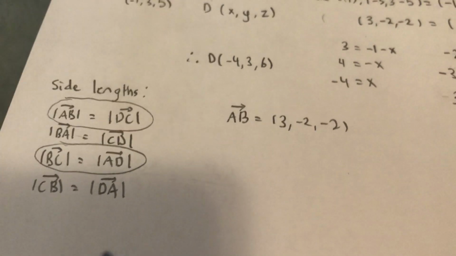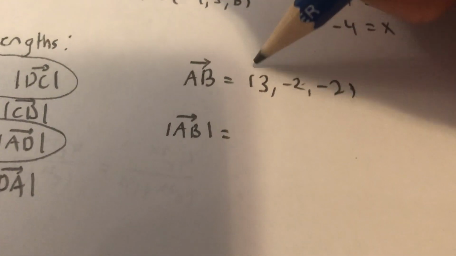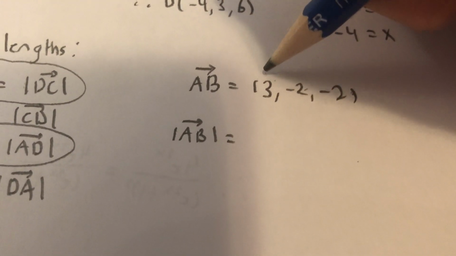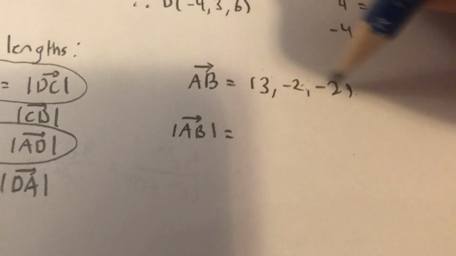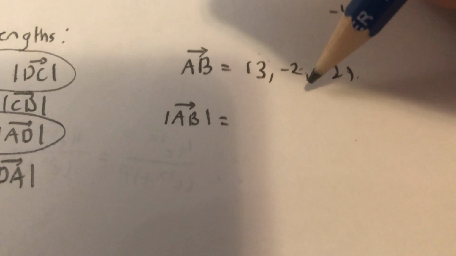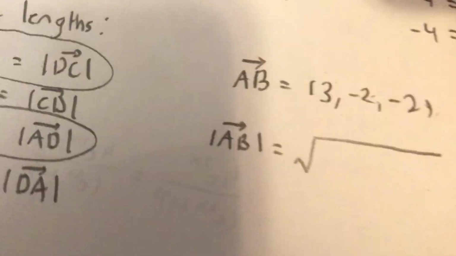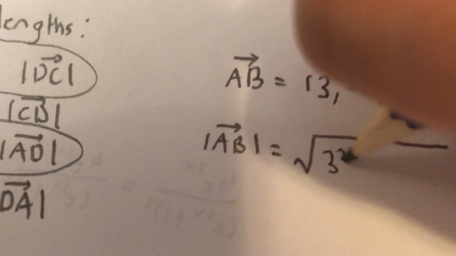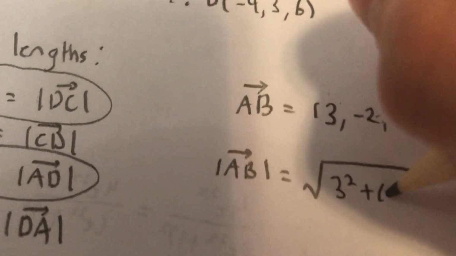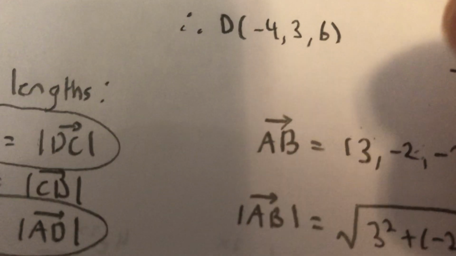And now we want the magnitude, and to find the magnitude, we just want to take each of the terms here, x, y, z. We want to square all of them and then add them all up, and then square root the result we get. So we'll have 3 squared plus -2 squared plus -2 squared.